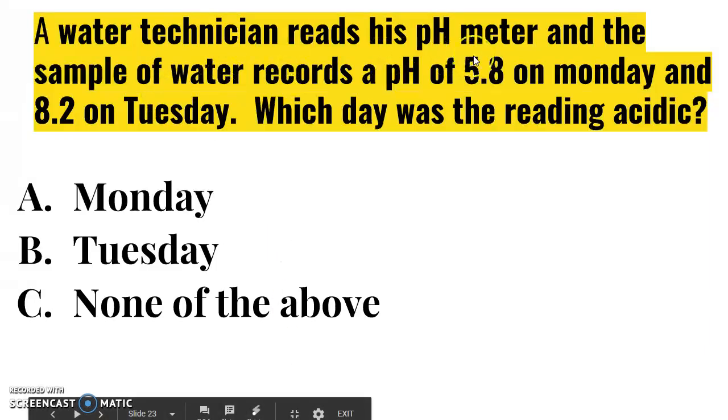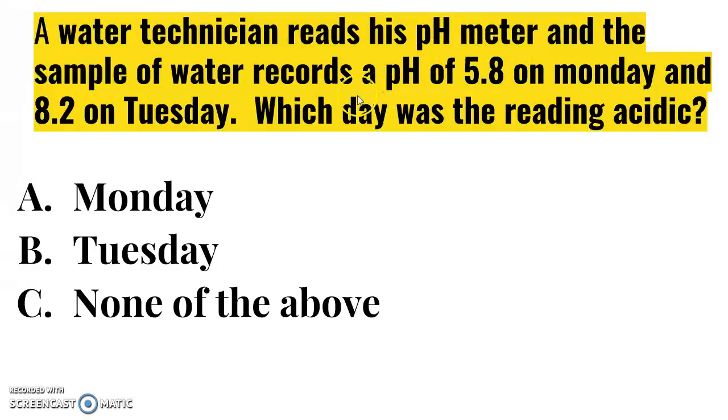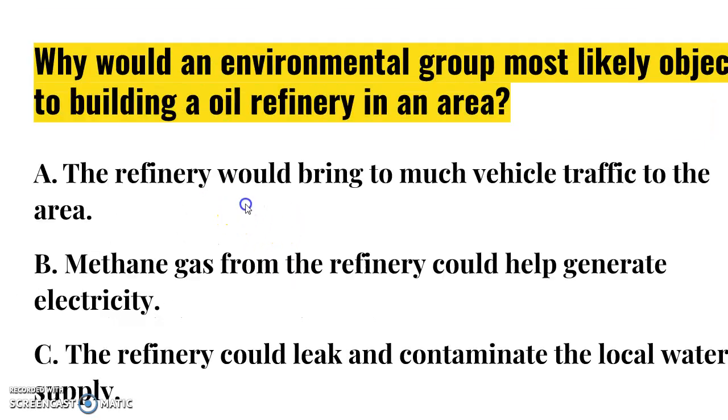So a water technician reads a pH meter, and a pH meter or pH paper is how you read the pH. And it went up from 5.8 to 8.2. Which one is more acidic? Keeping in mind on your pH scale, 0 is highly acidic, and 14 is basic. So the lower the number, the greater the acid level. So the answer here would be A, Monday.